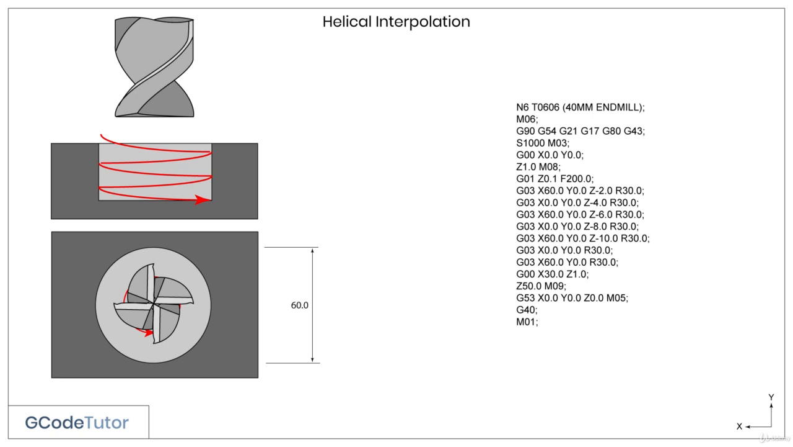And that is how we use helical interpolation on a milling machine. It has many uses and it's worth experimenting with and practicing with. It's a handy technique to know, and you will find you use it quite a lot when programming CNC milling machines.